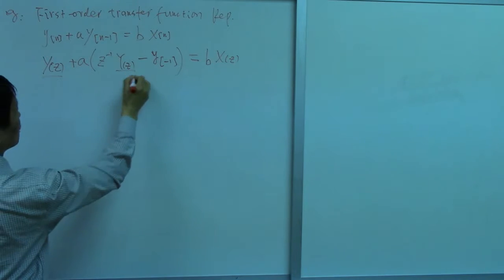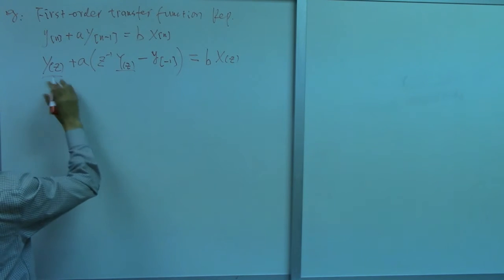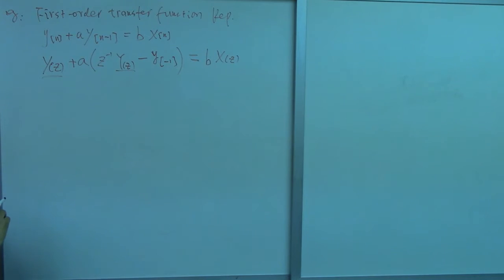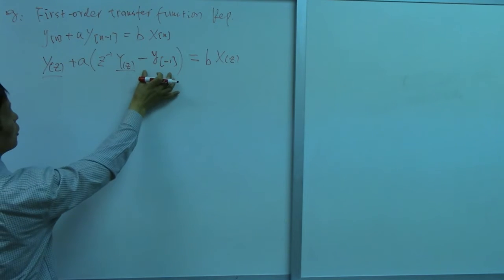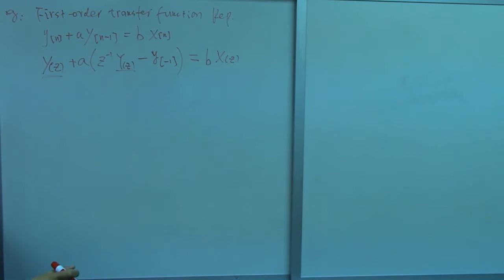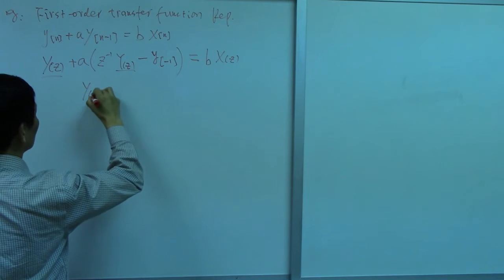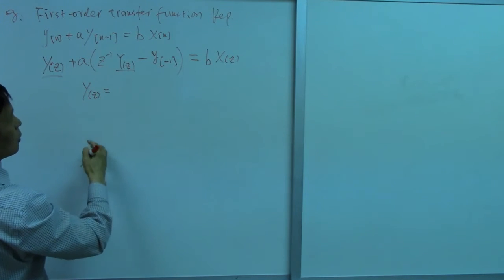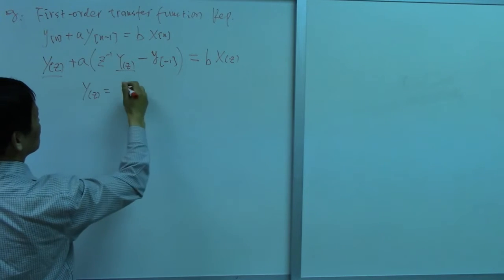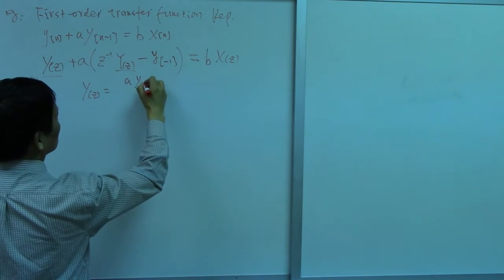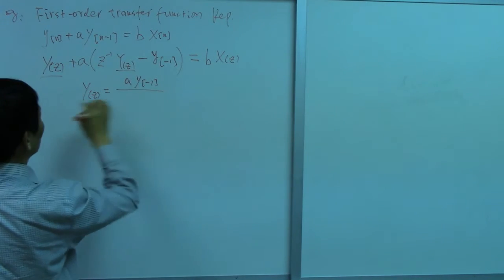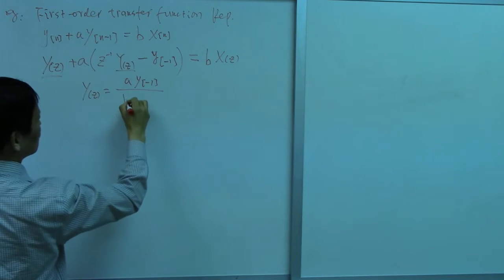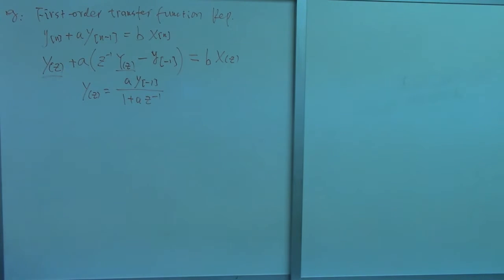Then we try to solve for Y of z. So we have this term here. So we have 1 plus a z to the negative 1 on the left-hand side. We leave this term on the right-hand side and move this times this onto the right-hand side. Then we solve: Y of z will be equal to, first, this constant, a y of negative 1, moved to the right, divided by 1 plus a z to the negative 1. Does this make sense? Okay.